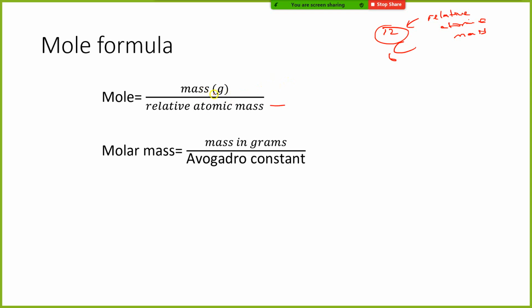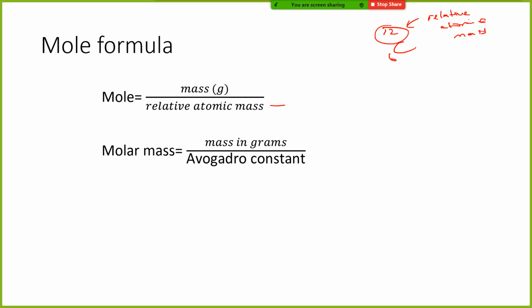And we generally work this out in grams, guys, all right? So mass in grams divided by the molar mass will tell you the number of moles. So if you don't know the number of moles, but they give you the mass of the element, and you know the atomic mass of the element, then you can find the number of moles.